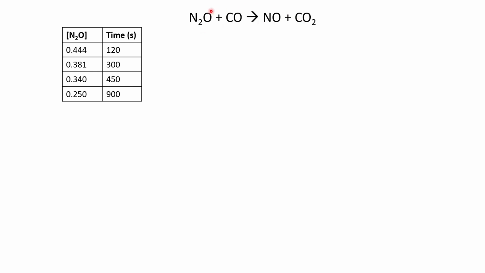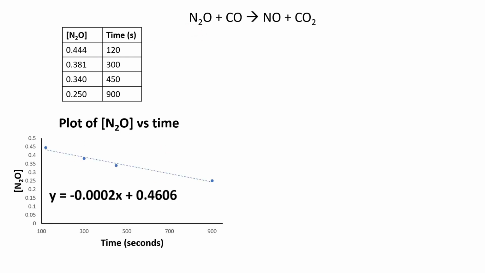Here is the reaction that we are monitoring, and here is our data table. Again, we're just getting concentration versus time here. And specifically, we are monitoring one of our reactants here, our N2O, or dinitrogen monoxide, and you can see it is decreasing because, of course, it is a reactant. So here is our plot right here. You can see it is nice and linear.